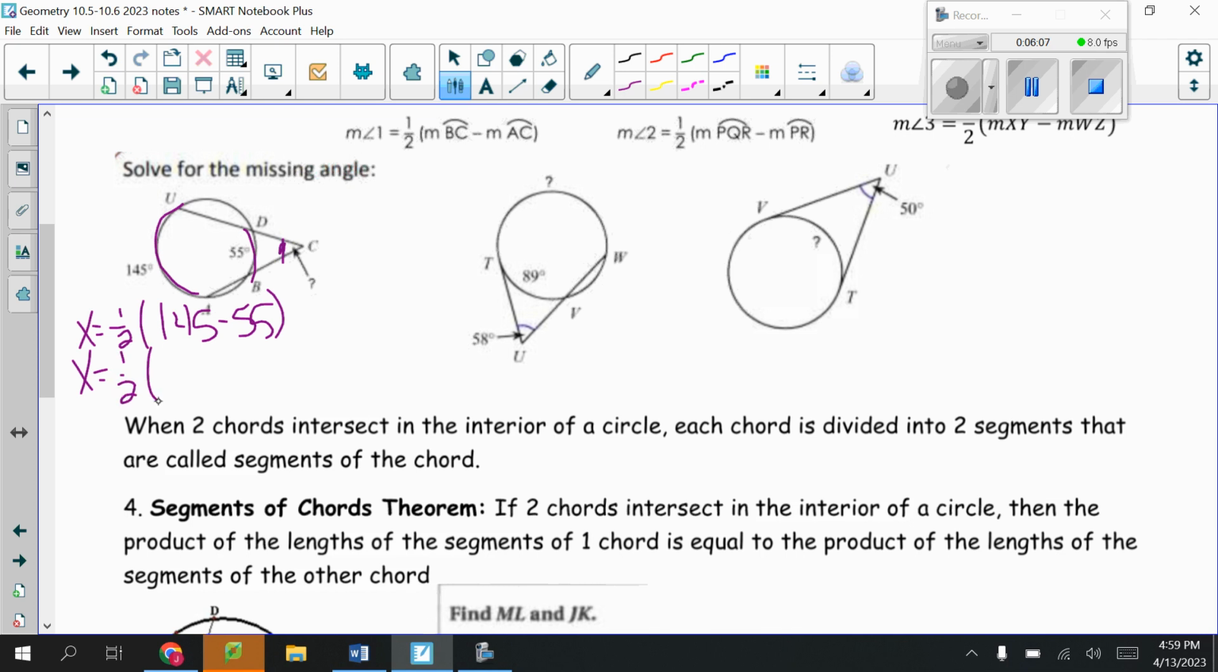So here I want to subtract those. So 145 minus 55 is 90. Next, half of 90, 45 degrees.